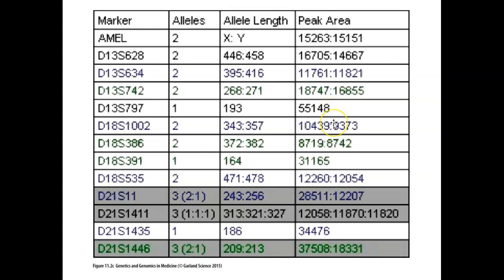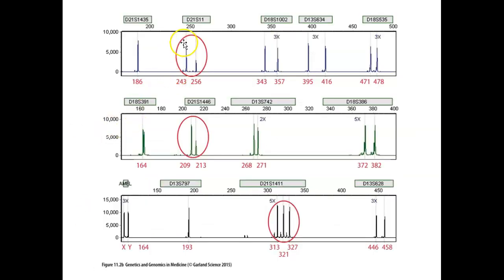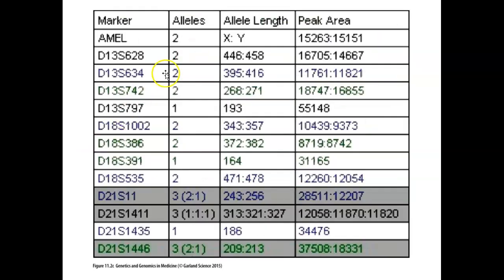So if we go back to this chart and take a look at, for example, D21S11, we see here that there's a 2-to-1 ratio, and the reason you can see that is that 28,000 is twice as much as 12,000. So there's a double peak here and a single peak here, and you would be expected to know that that would be trisomy.